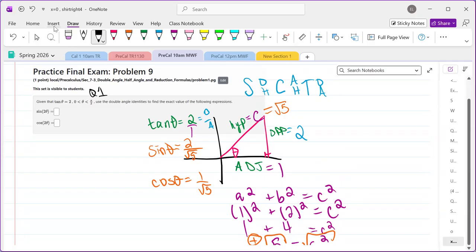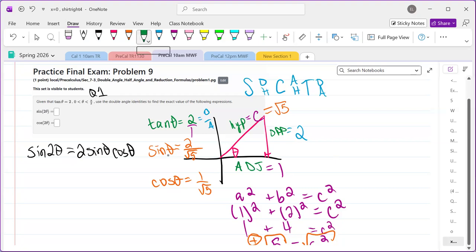So now that I've done my triangle setup, I know what my sine and my cosine are. Now I can look up my formulas for sine 2 theta and cosine 2 theta. Now sine 2 theta only has one formula. 2 times sine theta times cosine theta.